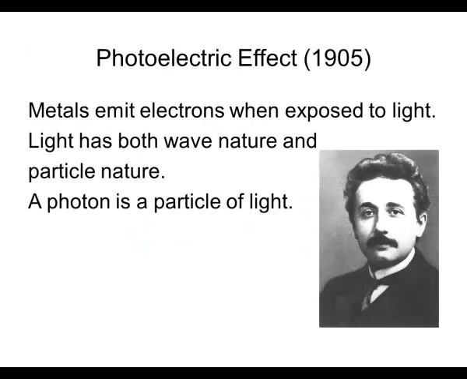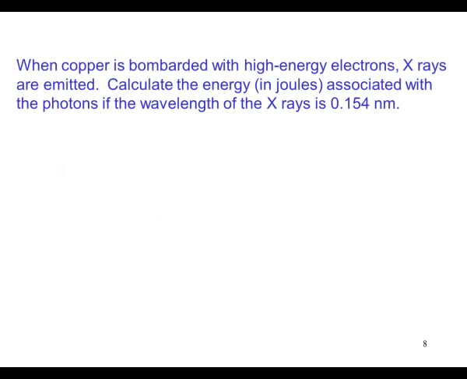Einstein solved the photoelectric effect in 1905, for which he won the Nobel Prize. He realized that metals emit electrons when exposed to light, and he theorized that light had both wave nature and particle nature. He coined the term photon, which is a particle of light.